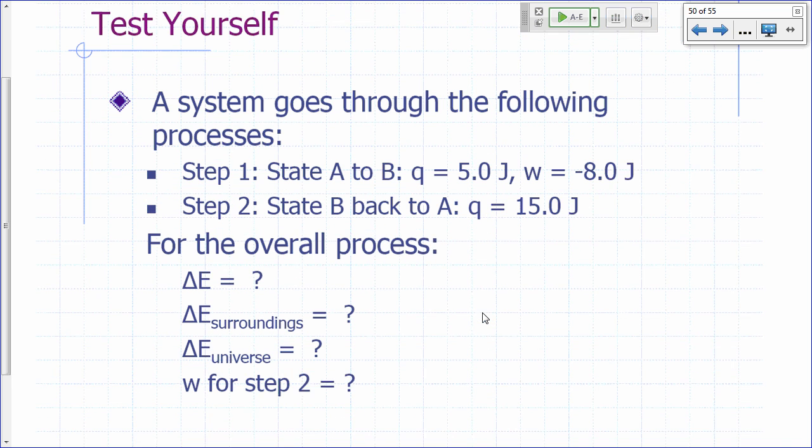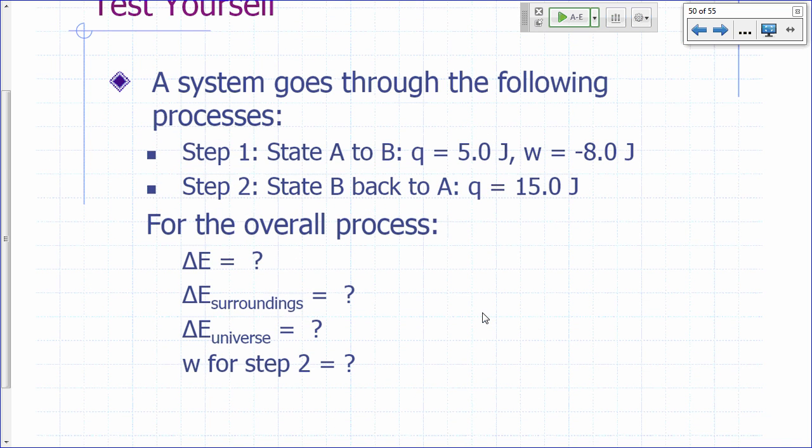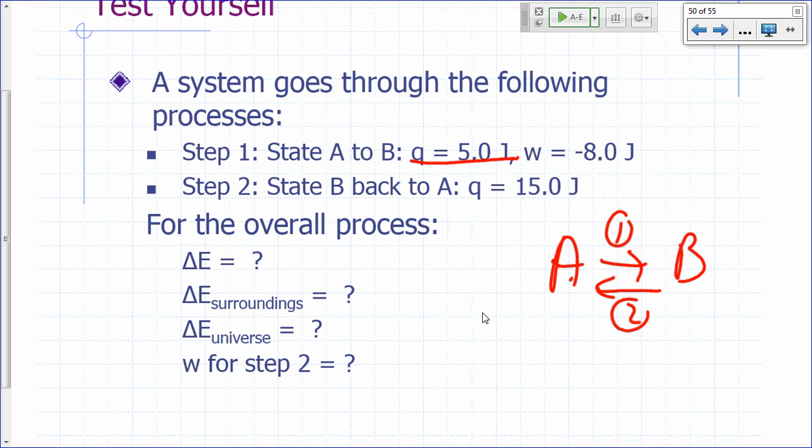All right. A system goes through the following processes. Step 1, it went from state A to state B, and then step 2, it went back from state B to state A. Okay? So it goes through a series of processes from A to B, and then went back from B to A. Q for step 1 is 5 joules, W is negative 8. Okay? And step 2, Q is 15. What's delta E for the overall process?